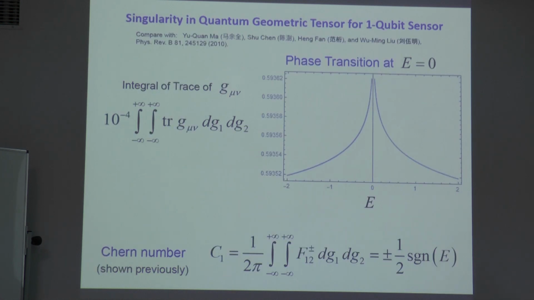So there is a singularity in the quantum geometric tensor, and following the work of these folks, you can take the integral of the trace of this metric tensor, so here's the trace, integrated over the parameter space, and I'm plotting that on the y-axis versus E. E is where the phase transition is. And notice that there's a discontinuity. So that simple 1-qubit model has these very pretty features. You can see the phase transition in all its glory, and you can calculate it almost analytically. I mean, it's exact. And I've already shown the Chern number is the integral of this.